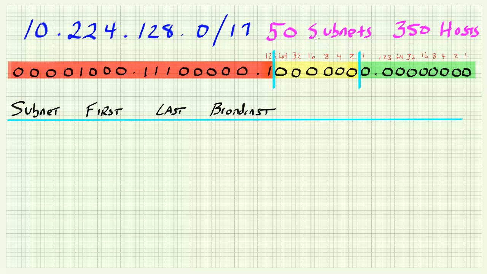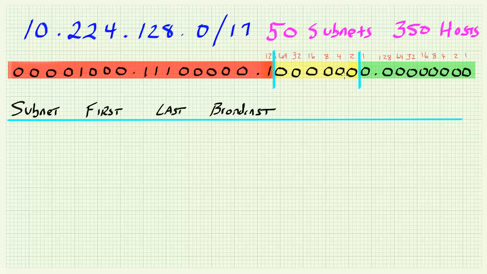Now, we need 50 subnets. So how many subnet bits are we going to have? Well, if we had 5 subnet bits, that would be 2 to the 5th. It's 32. That's not enough. We could do 6 subnet bits, which would be 2 to the 6th. That would give us 64 subnets, which is more than we need. And that's just going to have to do.